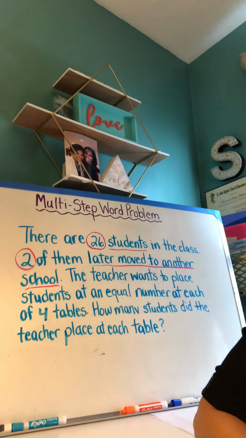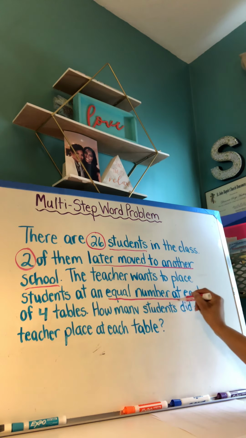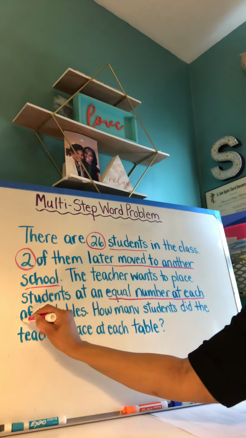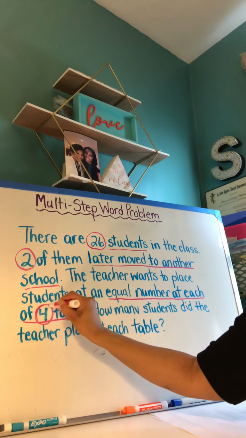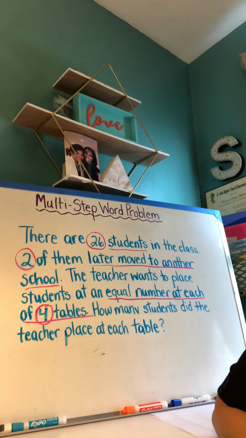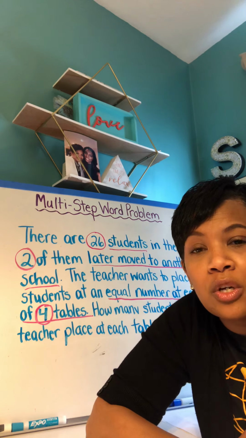The teacher wants to place students at an equal number at each of the 4 tables. Well, we know that whatever she has left of students, she has to put them at an equal number at each of 4 tables. So I'm going to circle the number 4. And then again, the question, how many students did the teacher place at each table? So there's a lot of information there, and we're going to go through it all.